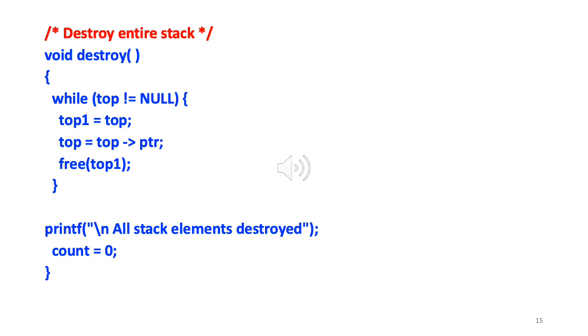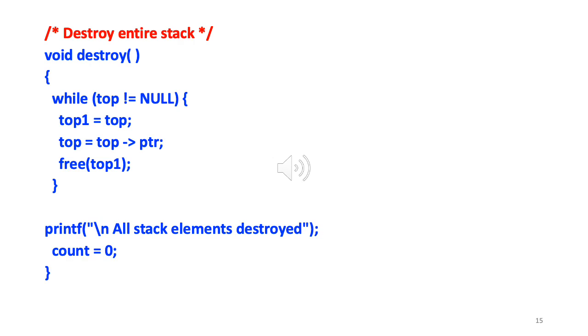Both top and top1 point to 20. Top is top arrow ptr, now top points to 10. Free top1, get rid of the node with the info 20. Now we have one node, both top and top1 point to that node with the info 10. Right, top is top arrow ptr, new value of top is null. Free top1, get rid of node with 10. Now top is null, so null not equal to null is false, and we get out of the while, right?